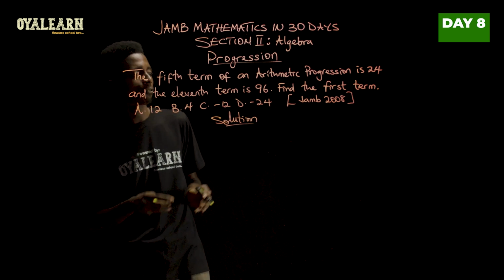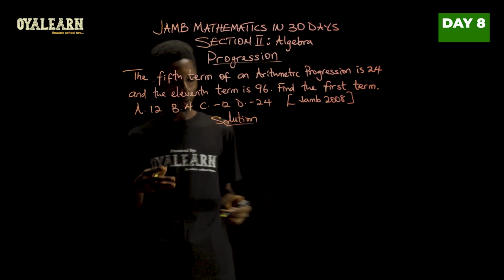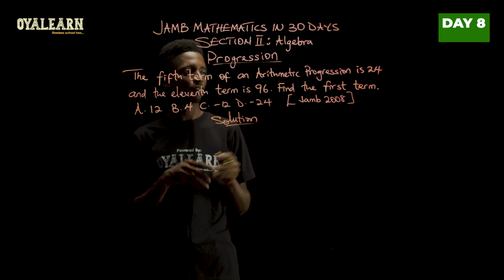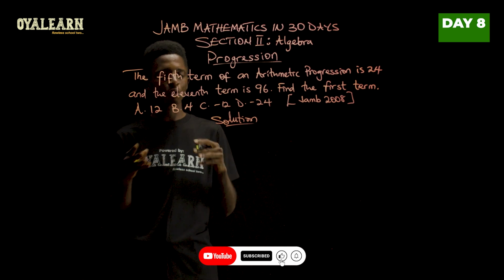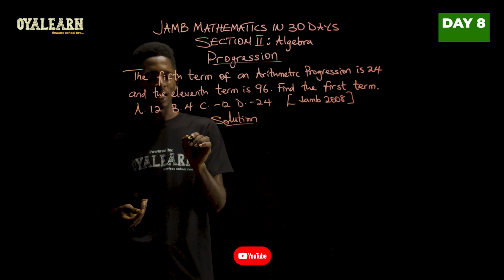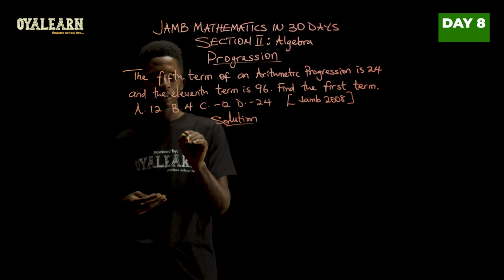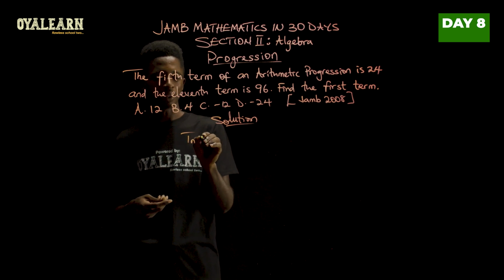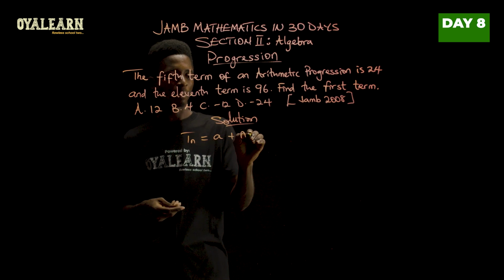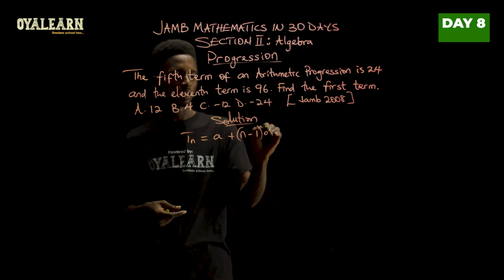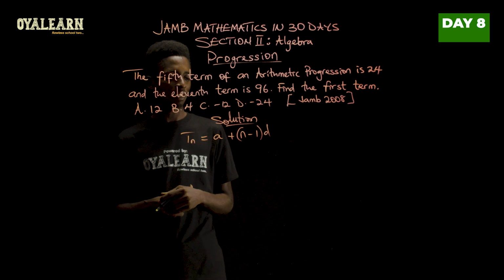So in order to find the first term, in the previous one it was common difference that we're checking for. This time we need the first term. So in order to find the first term, we'll go around the same route. We already know that the nth term of an AP is given as the first term plus number of term minus 1, then common difference.